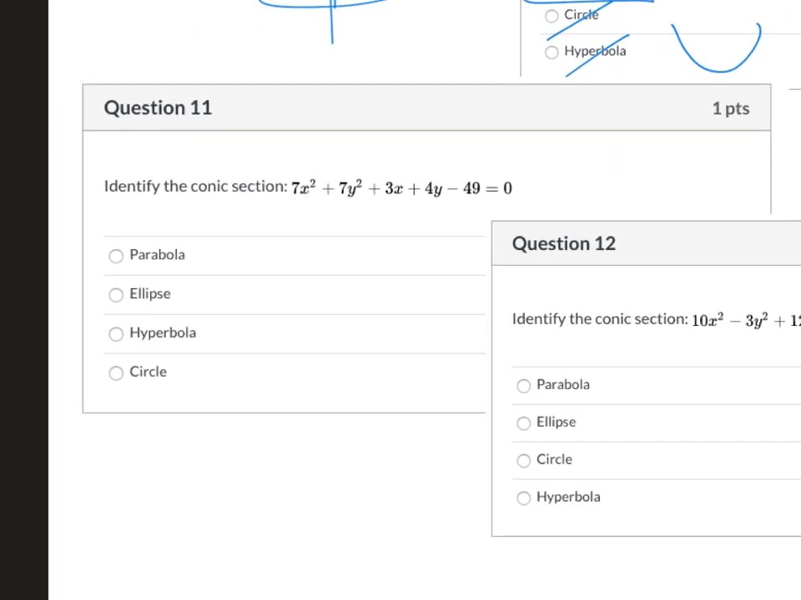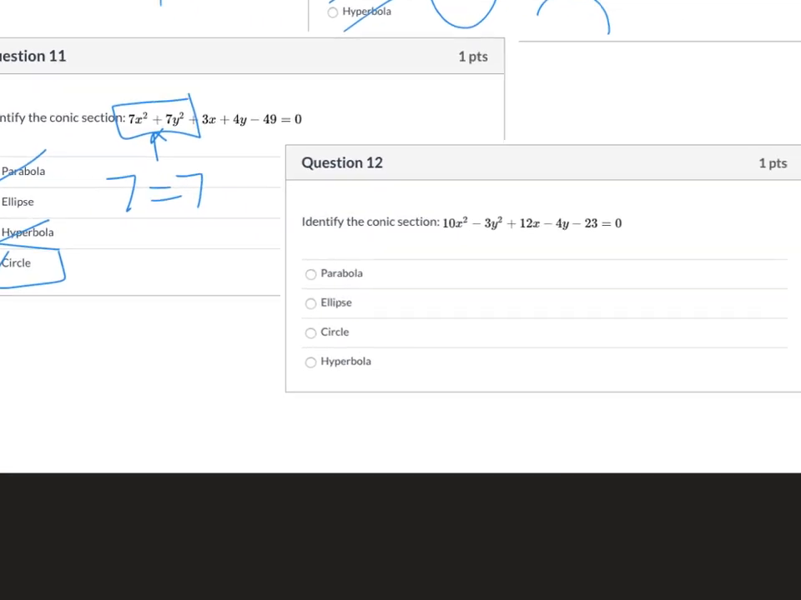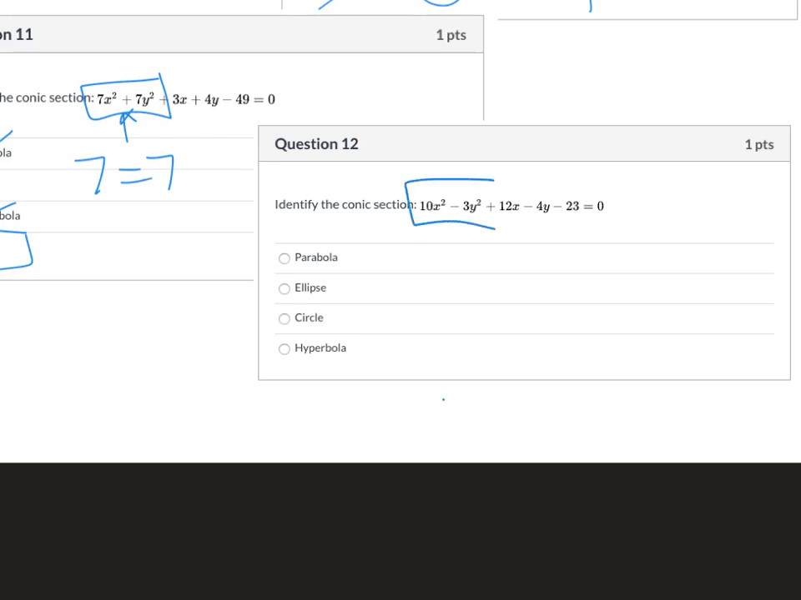All right, number 11, we have a plus in the middle. There's 2 squared terms. And this time our coefficients are equal to each other, so that's a circle. All right, number 12, last one. Of course, there's only one answer left that we haven't used, but there's a minus in between these, so it has to be a hyperbola.